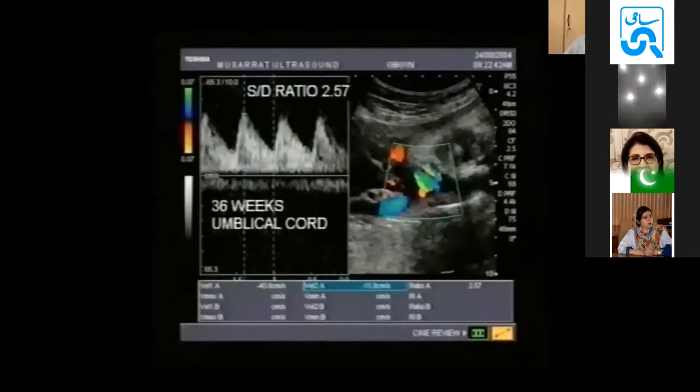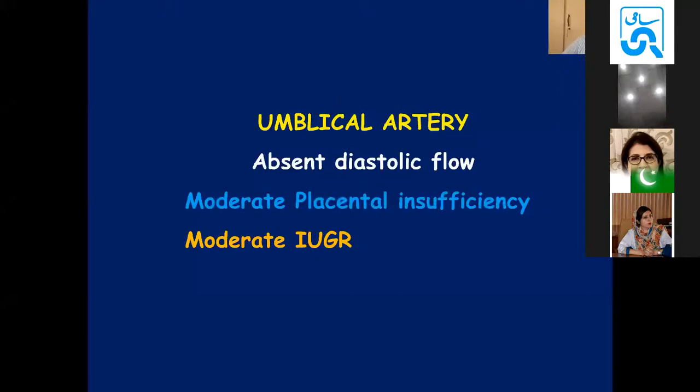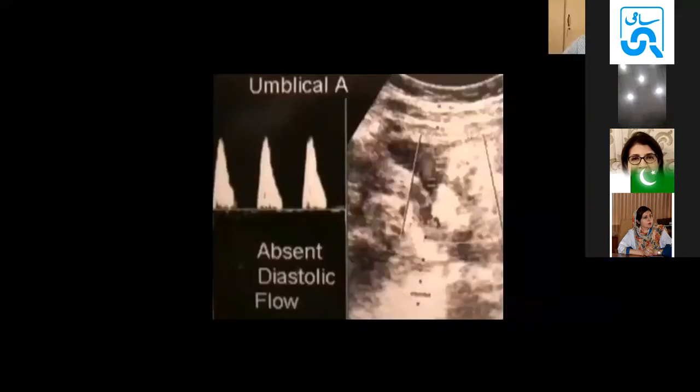Now, when we come to 36 weeks of pregnancy, we do the umbilical cord Doppler, and the ratio is 2.57. So we take systole divided by diastole, because the diastole is increasing from the baseline. That means diastole is more, the amount of blood flow is going more, and that will reduce the number, which is normal. When it comes to absent diastolic flow, it is understood that it is moderate placental insufficiency, moderate IUGR. And we'll talk about why it happens.